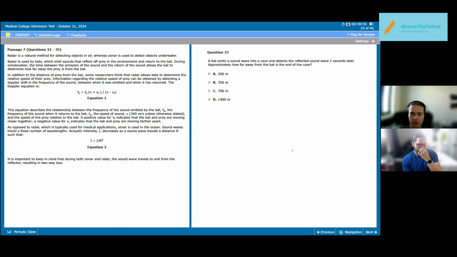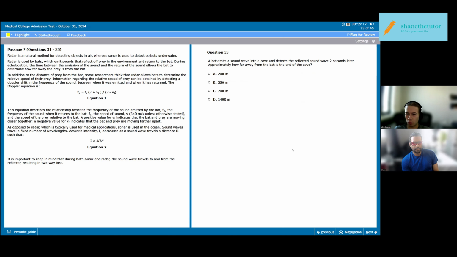A body emits a sound wave. Two seconds later, you have the speed of sound, that's 340 meters per second. And you equate that to distance, what we're trying to find.